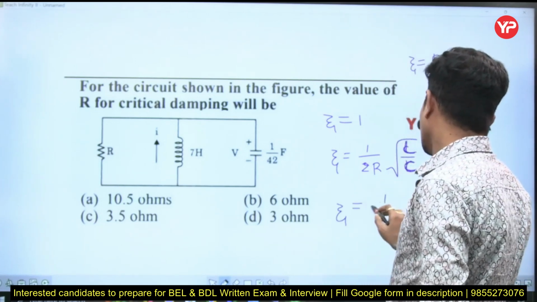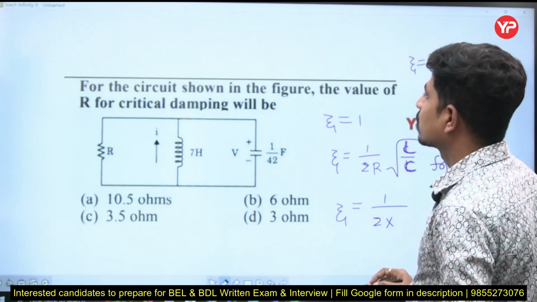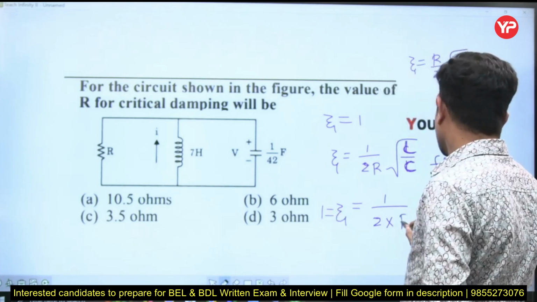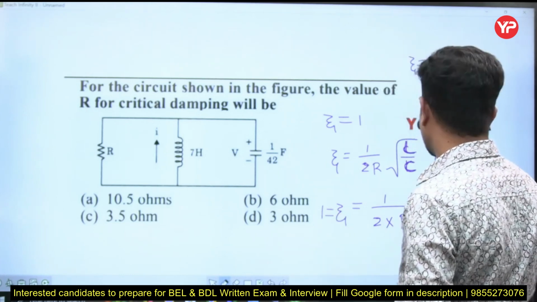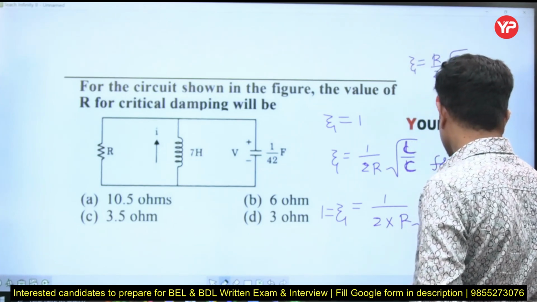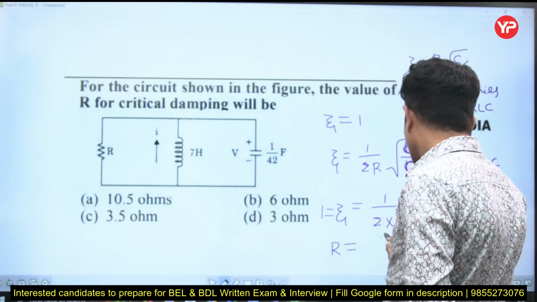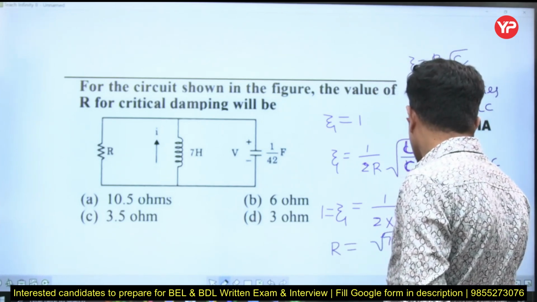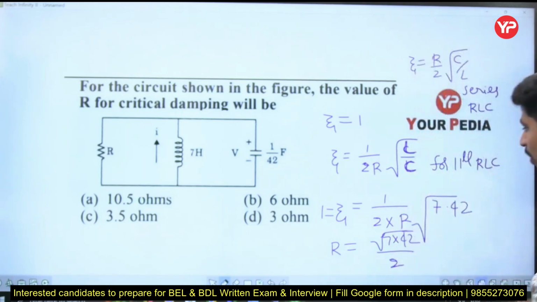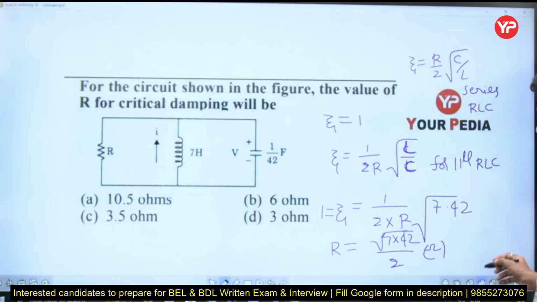Zeta is equal to 1 by 2R, so how much is the resistance? He's asking us to find the resistance. The zeta value is given. Zeta is equal to 1 into under root of L, 7 Henry, divided by C, which is 1 by 42, that will become 42, right? So now R is equal to under root of 7 into 42 by 2. If you solve, you'll get the answer. How much is under root of 7 into 42?